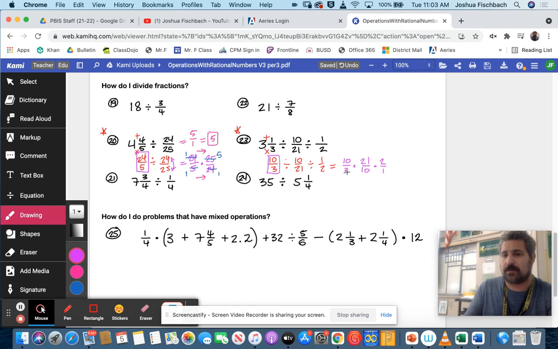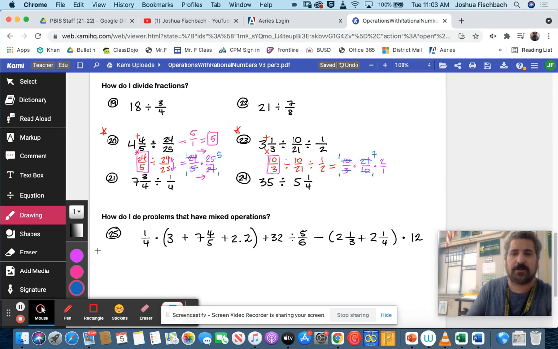We can look to cancel across multiplication, one from top, one from bottom, any common factors that you see. I'm looking at this situation here. Do I see any common factors? I see 10 and 10. So I cancel: 10 divided by 10 is 1, 10 divided by 10 is 1. I see 21 and 3. 21 divided by 3 is 7, and 3 divided by 3 is 1. And there are no other common factors here.